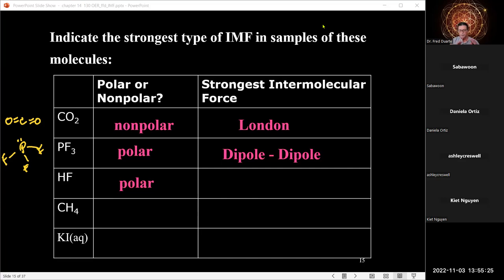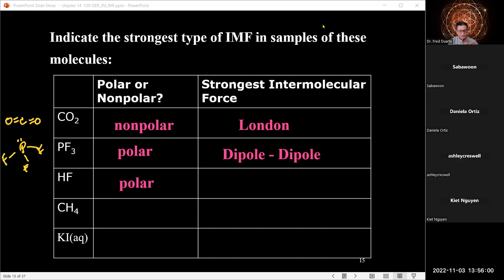until you become familiar with all this, and then you're more comfortable going right to the answer. So number one, it is polar, so we can eliminate London dispersion forces. That's out the window. HF, there are no ions in here, so we can eliminate the ion-dipole force. So that again only leaves either dipole-dipole or hydrogen bridging. The fact that you see hydrogen there should tell you to go check to see if it's hydrogen bridging. Okay, so that's a possibility.